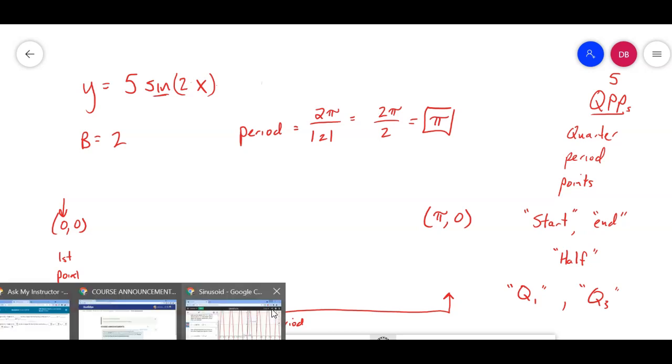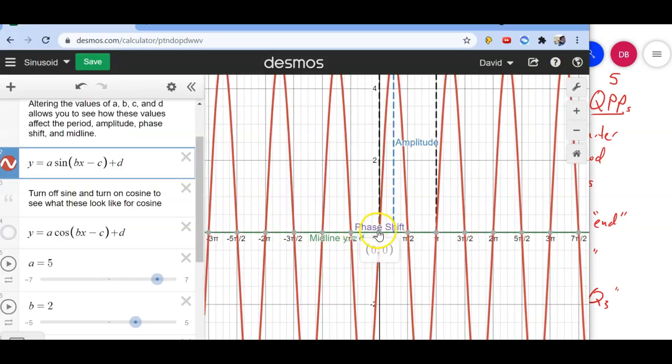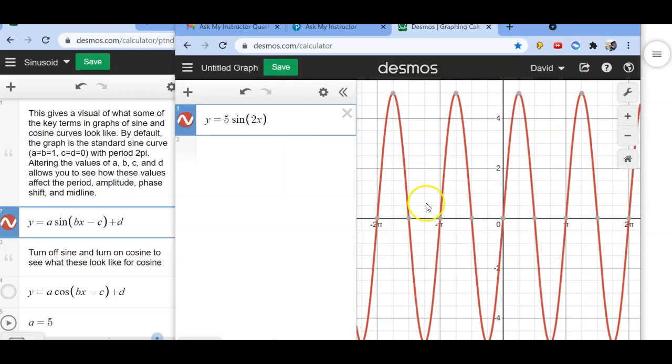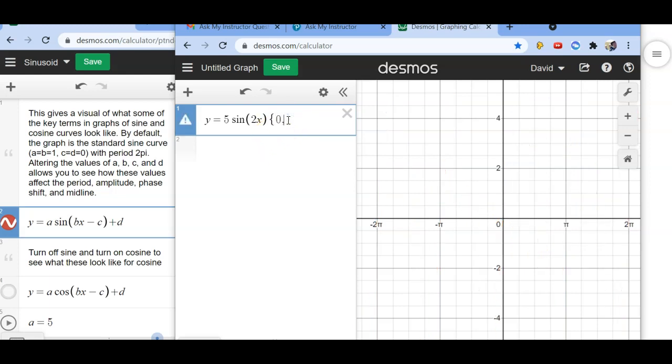So look at our graph. The first point is on the midline. Let me go back to this one that I drew that picture on. There's 0, 0. We added pi. We're back to where we started. So again, that's one period. I'm just going to graph that. I don't worry about anything else. I'm just looking at that part of this graph.